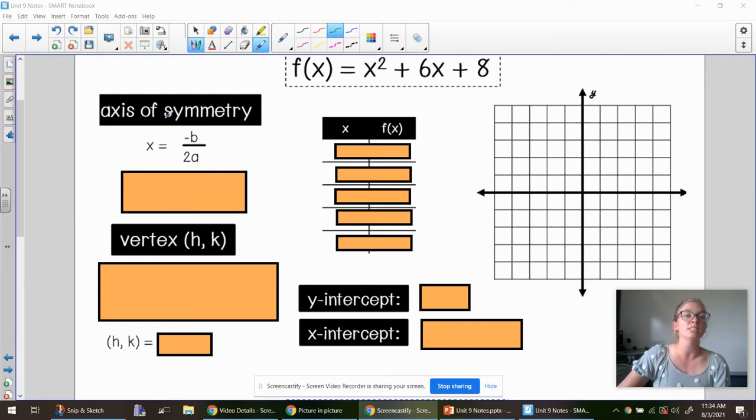And we are always going to start by finding the axis of symmetry. The axis of symmetry will tell us our vertex, which will help us figure out the rest of our points. And then we're going to label our y and x intercepts just for fun.